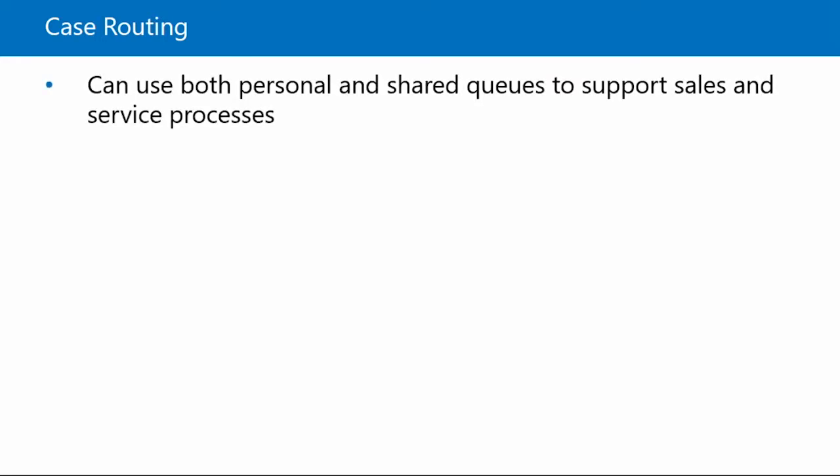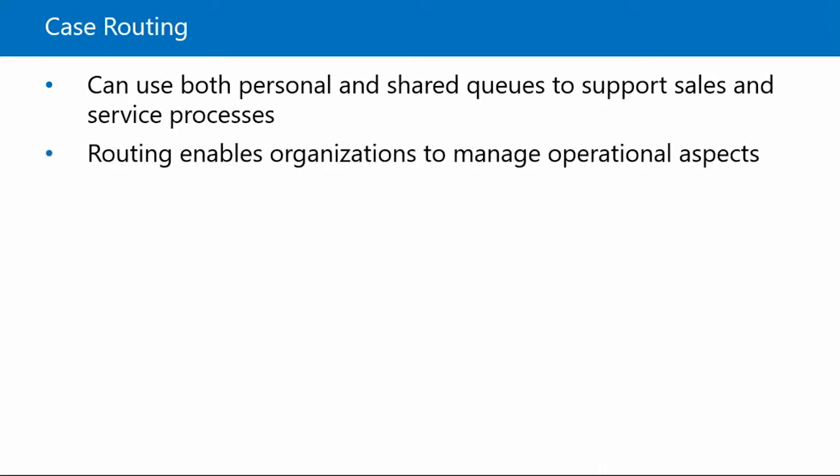Now, additionally, when it comes to case routing, case records or regular records that are enabled for the use of queues can be routed to either shared queues, system queues, or even personal queues. They don't have to be routed to the system-based queues. For example, a sales manager might route leads to a shared queue, and then inspect the queue items and select some of them to be routed to a user's personal queue. One of the key benefits of case routing is that it enables organizations to more effectively manage operational aspects of managing their customer service processes.